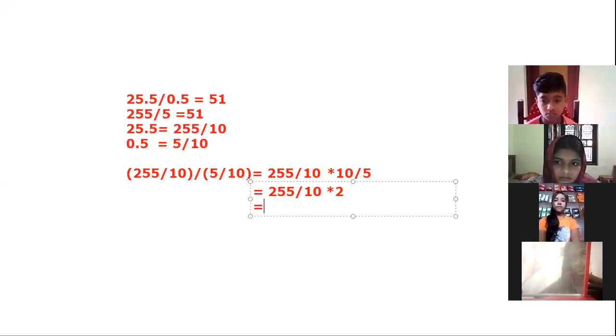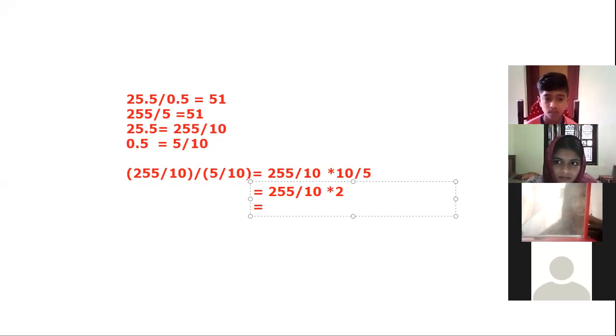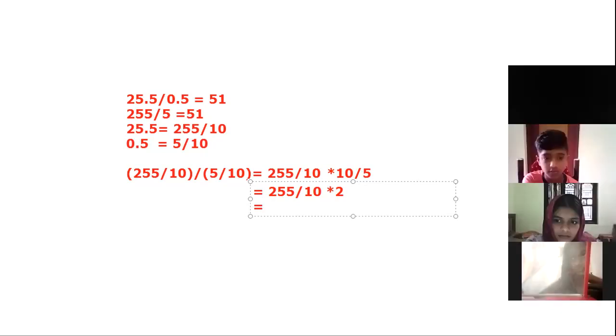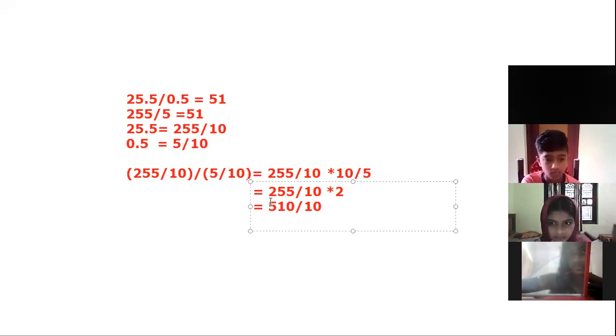What happens? What is 255 into 2? 500. That means 510. We will get it as 510. And here our denominator is 10 itself. Then what happens? What is the value of 510 divided by 10?